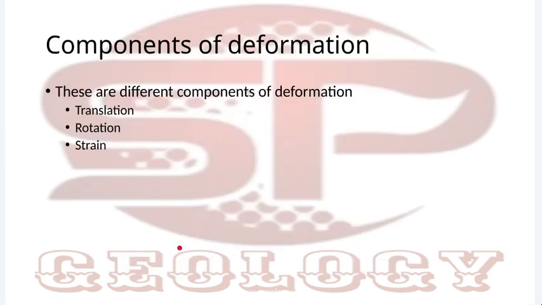Now, what are the different components of deformation? The three components of deformation are translation, rotation, and strain. Either the object will rotate, it will translate, or there will be a change in geometry, or you can say there will be a resultant geometry.